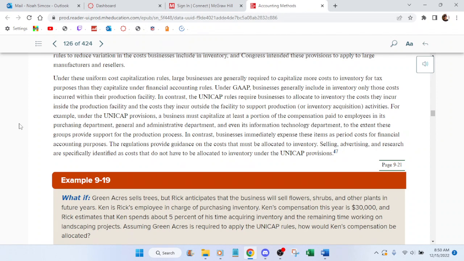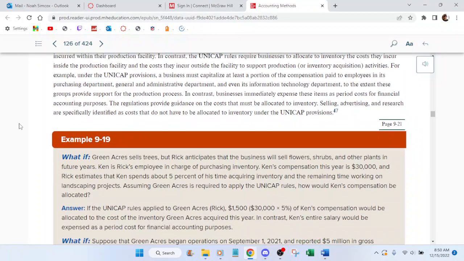So how much of it would be allocated? Well, it'd be 5% of 30,000.